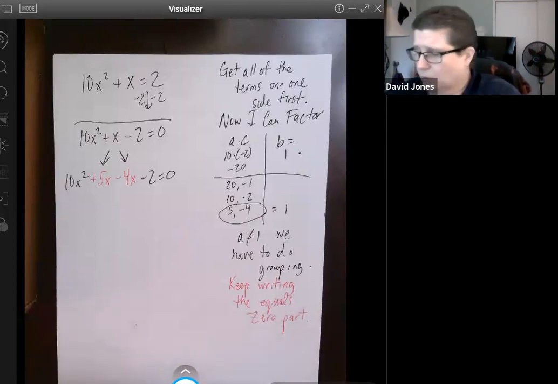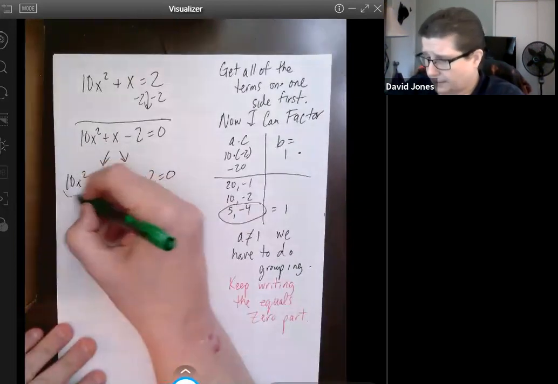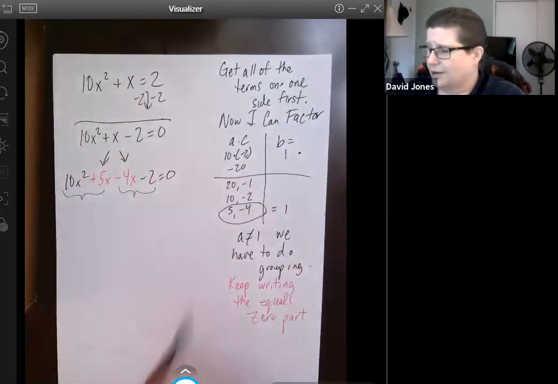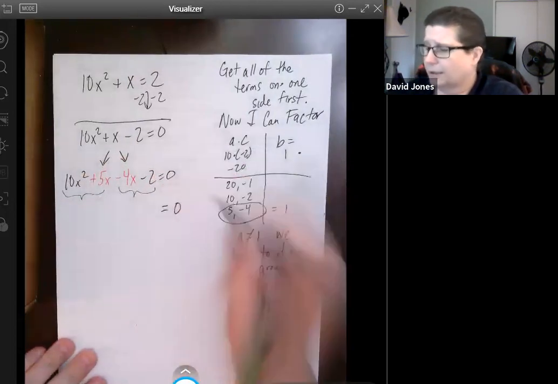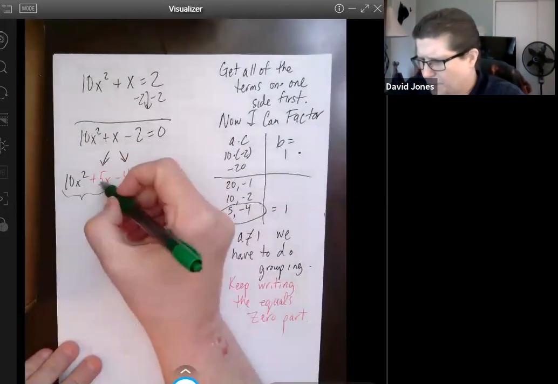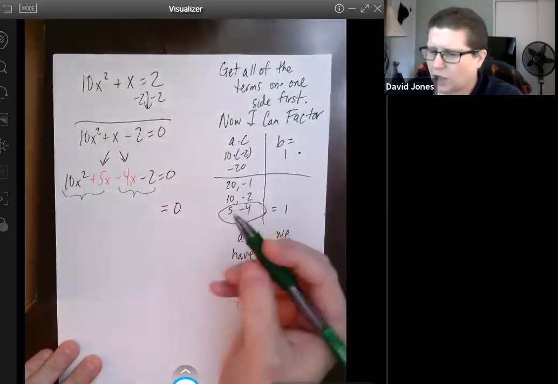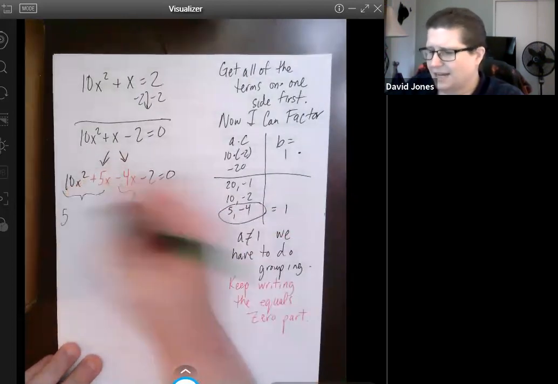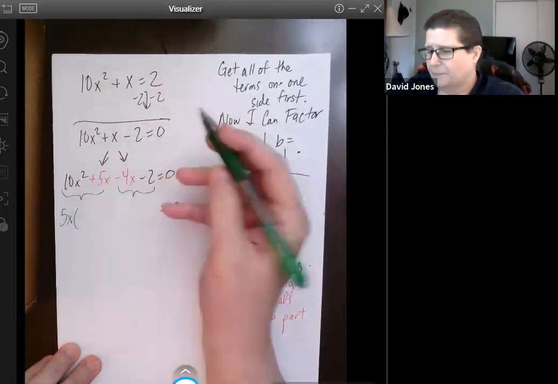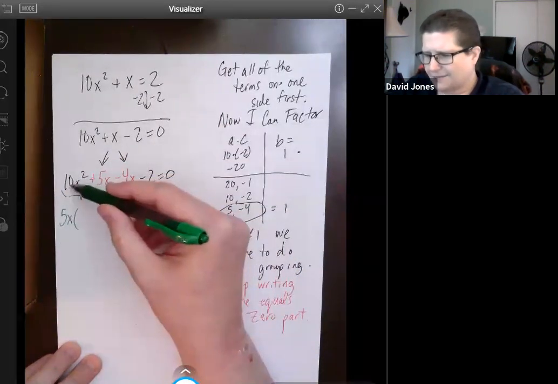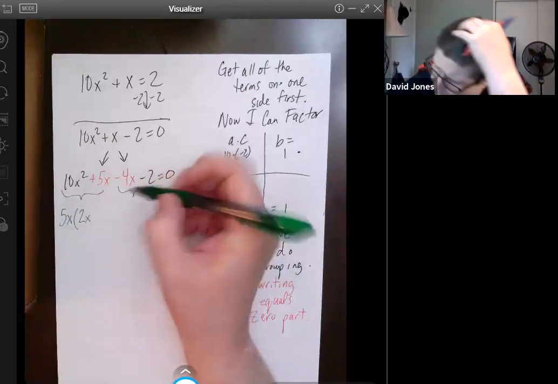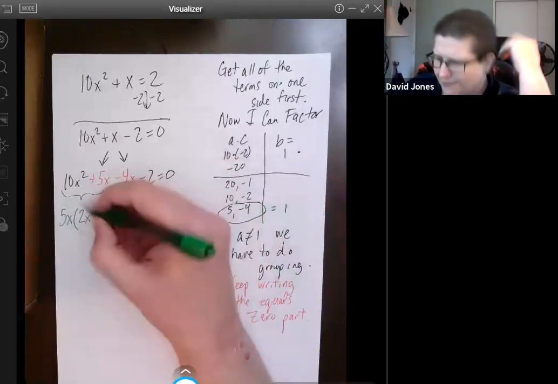So now we'll do grouping. Put those two together, those together. I know I'm going to have an equals 0 here. The biggest value that 10 and 5 have in common is the number 5. And these terms both have an x, so I can pull out an x. If I pull 5x out of 10x squared, I'm left with 2x. And if I divide 5x by 5x, I just have 1.